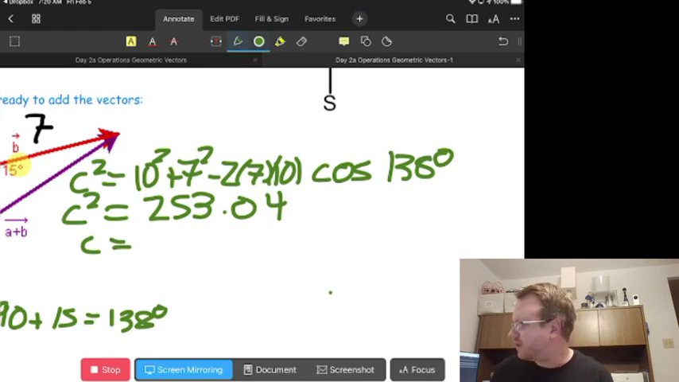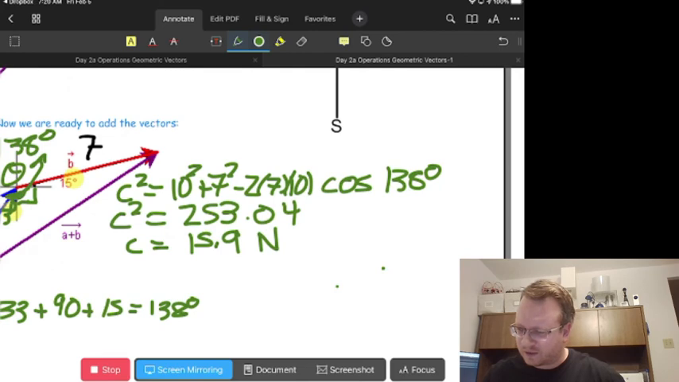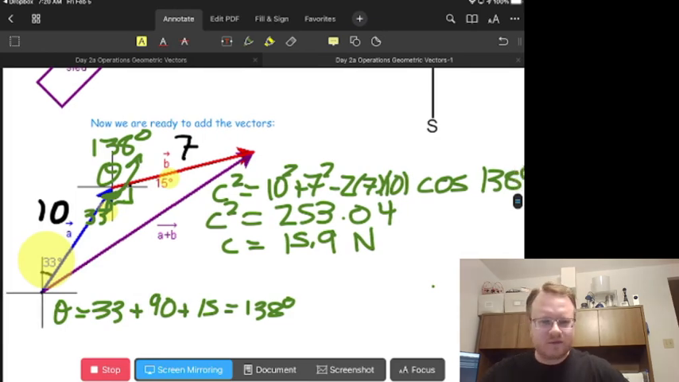And we're going to get 15.9, and our units are going to be newtons. All right, so far so good. I know the magnitude of that vector. I know the side length. Now I just need to figure out the direction. How are we going to find the direction? Well, we have enough information that we can just use our sine law.